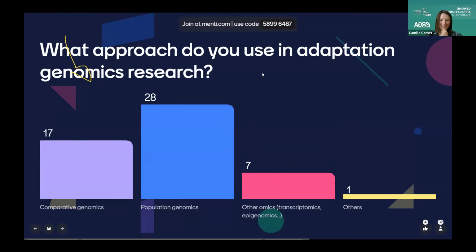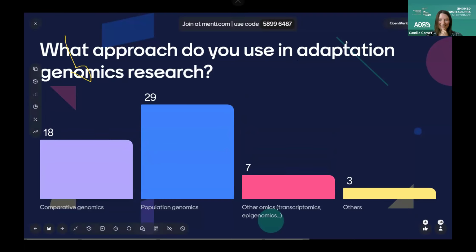Right, a huge majority of population genomics for the moment. That's kind of what I expected.